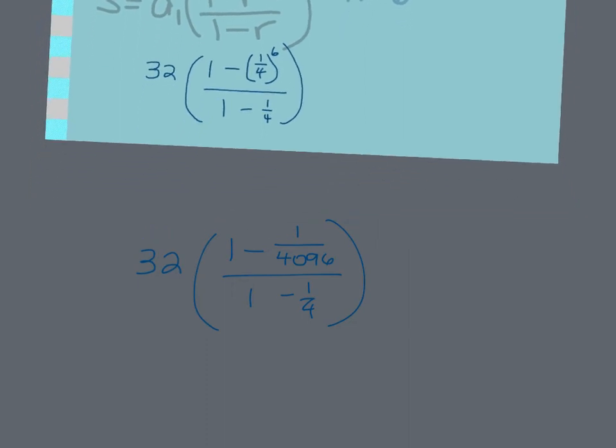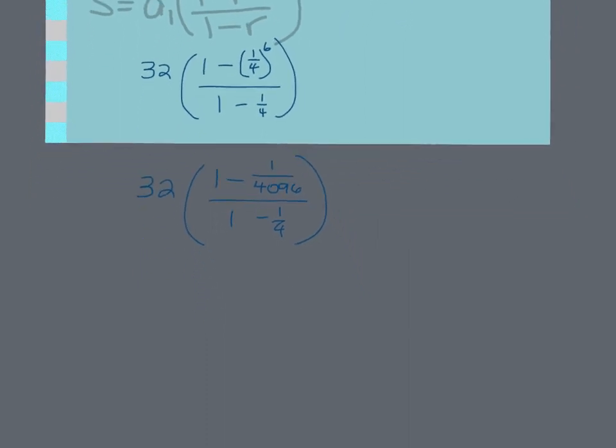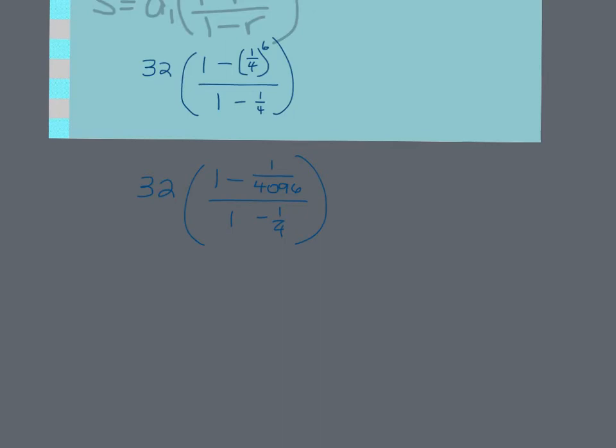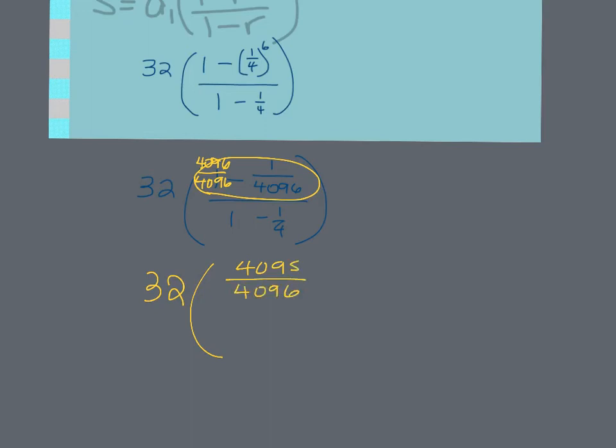And then I've got a complex fraction. I've got a fraction within a fraction. I have to eliminate it. First thing I want to do is combine these two into 1. So I have to change 1 to be what? 4,096 over 4,096. So it's 32 times my numerator is 4,095 over 4,096. My denominator, this becomes 4 over 4 minus 1 over 4, which is 3/4.